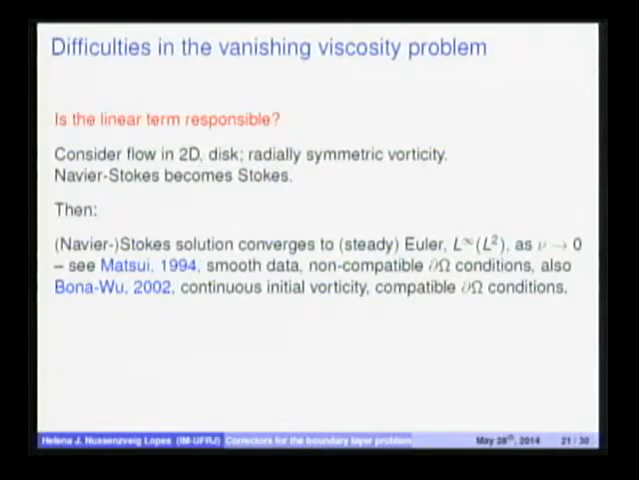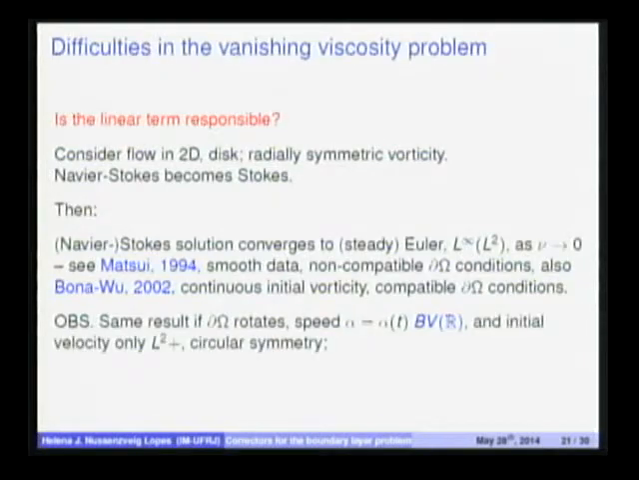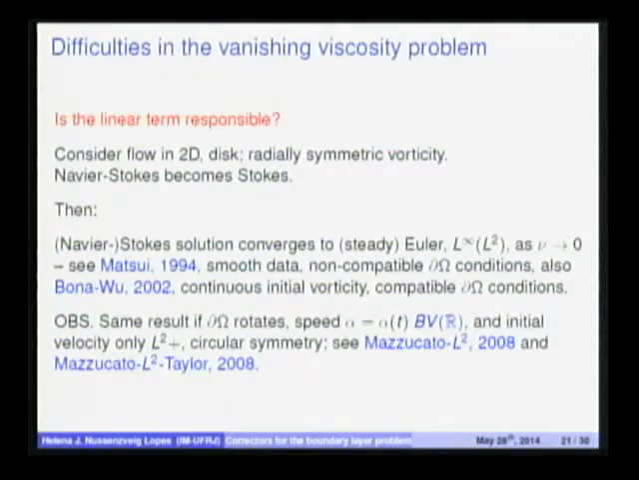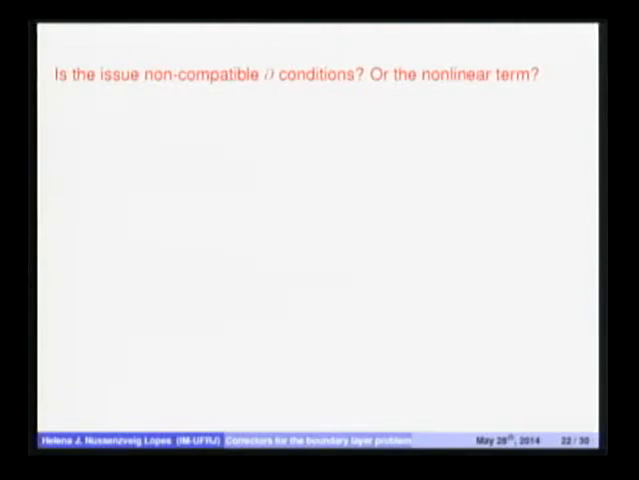And Jerry Bona and Jiahong Wu wrote a paper that I mentioned before for continuous initial vorticity with compatible boundary conditions. Okay, and you get the same result if you take a radially symmetric vorticity with a boundary that's rotating at a speed which is BV in time, and initial velocity is only L2 plus circular symmetry. So this is a couple of papers that we wrote with Anna, and then with Anna Mazzucato and Michael Taylor in 2008. So it seems that the linear term is not really what's responsible for the difficulty.